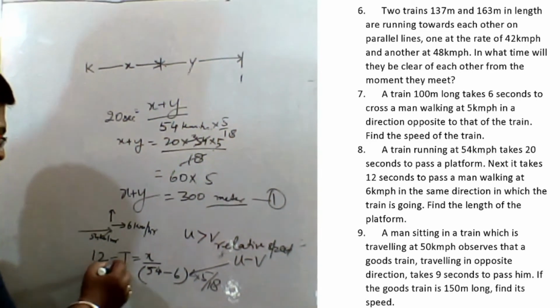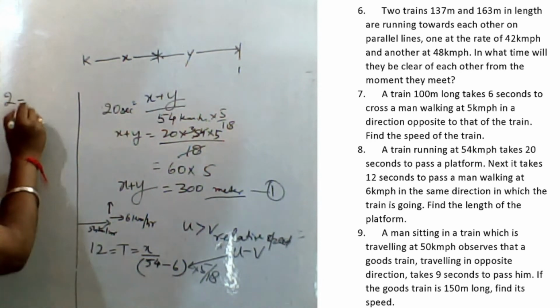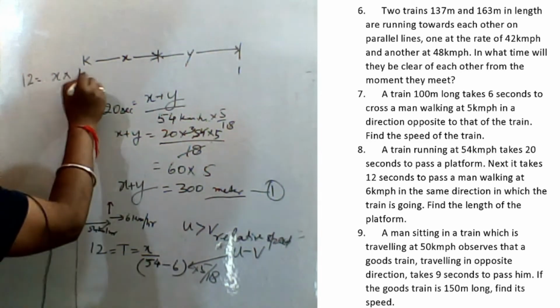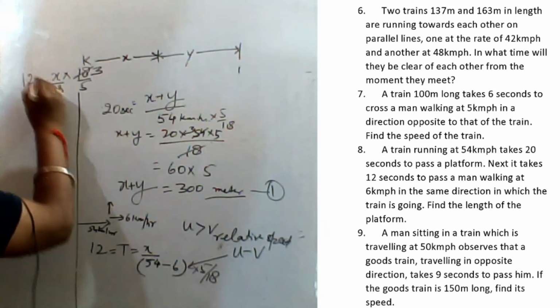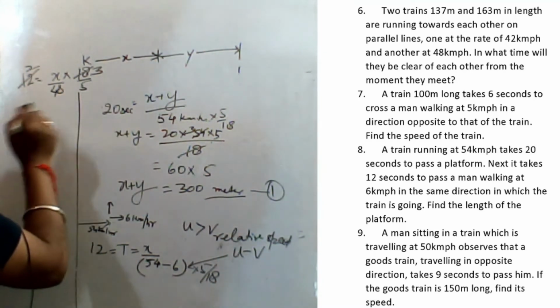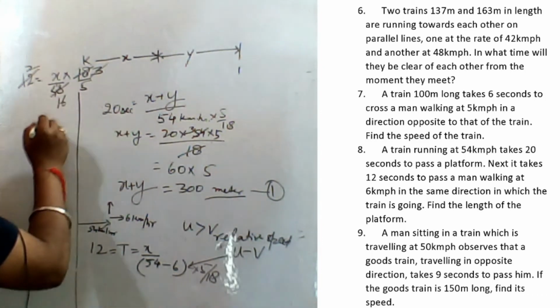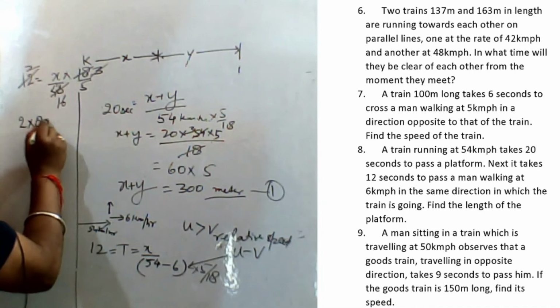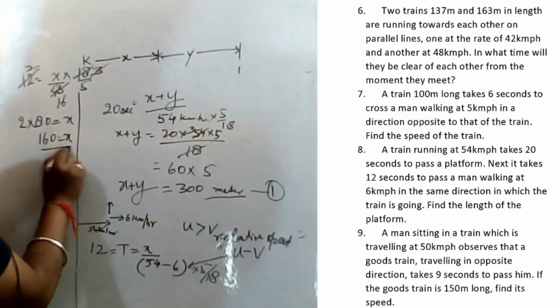Now if you do this, what will happen? So this becomes 12 is equal to x into 5 by 18, and this is 54 minus 6, 48. Now 6 3s are 18, 6 2s are 12. Okay, and 3 1s are 3, 6 3s are 18, 16 5s are 80. So 2 into 80 is equal to x, which means 160 is equal to x. So this is the length of the train.